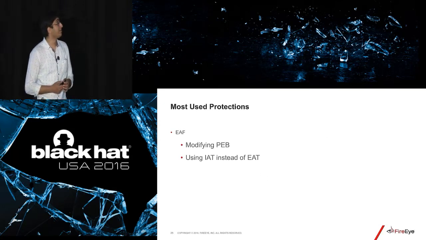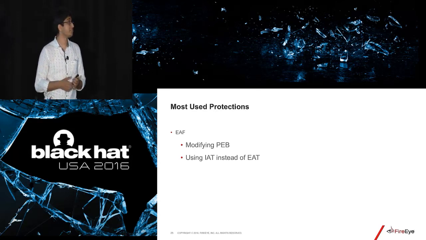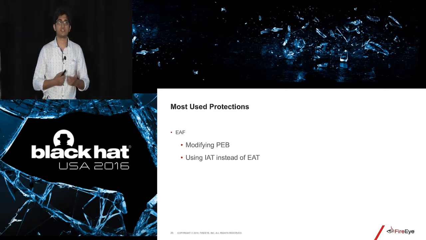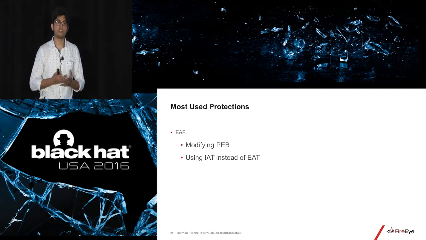So the next is EAF. EAF is basically Export Address Table Filtering. What it does is, it will put a hardware breakpoint on a very specific set of addresses, and it will check whether the address is being violated for read access, and it will check whether that access is coming from a loaded module or not. So let's say that it has put the breakpoint on KernelBase, Kernel32 and NTDLL's export address table.